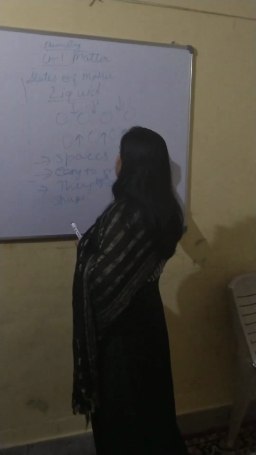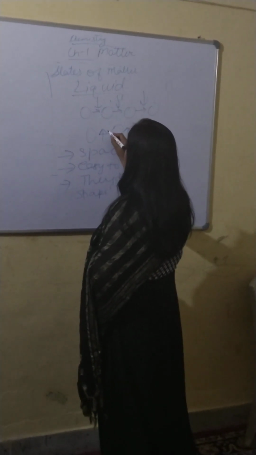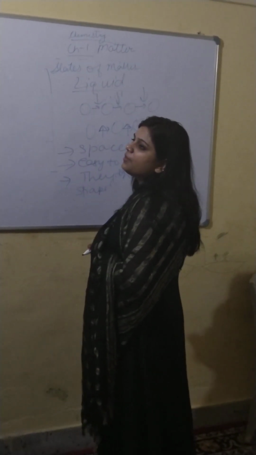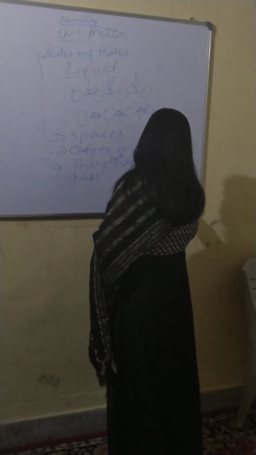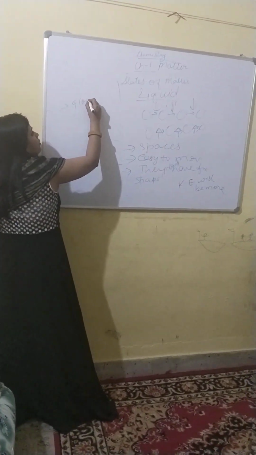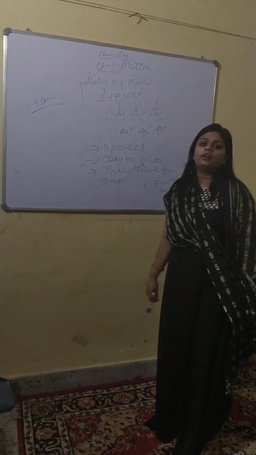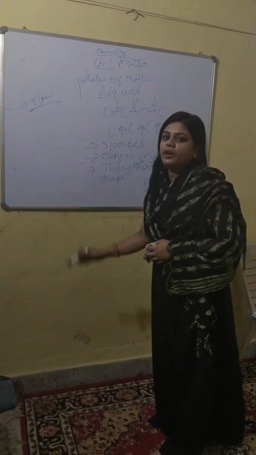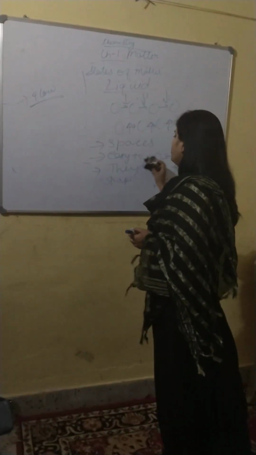Coming to the kinetic energy, vibration. If there are some spaces, the vibration will be more. The collision will be more. So kinetic energy will be more. One more thing, liquid has the property to flow. Liquid has what? Liquid has the property to flow. And this property of flowing is called what? Fluidity. The property of liquid which can flow is called fluidity. Yes, this is called fluidity.